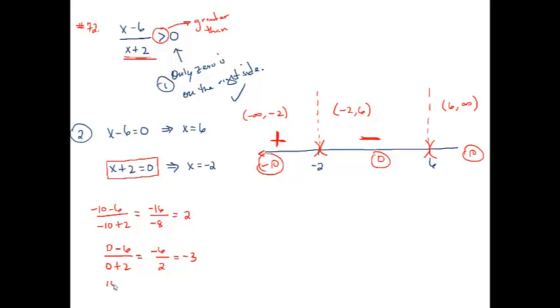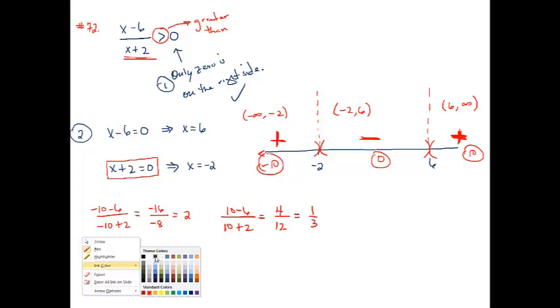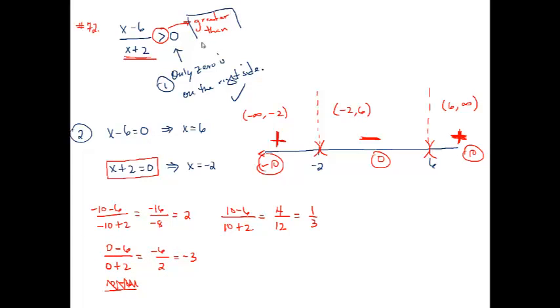And then the last one is 10 minus 6 over 10 plus 2, which is 4 divided by 12, which is 1/3, which is positive. Great. Now we have to figure out which of these intervals gives me my answer. Up here I was looking for greater than, which means I'm looking for the positive intervals, the ones that give me the positive. So that would be this one as well as this one.